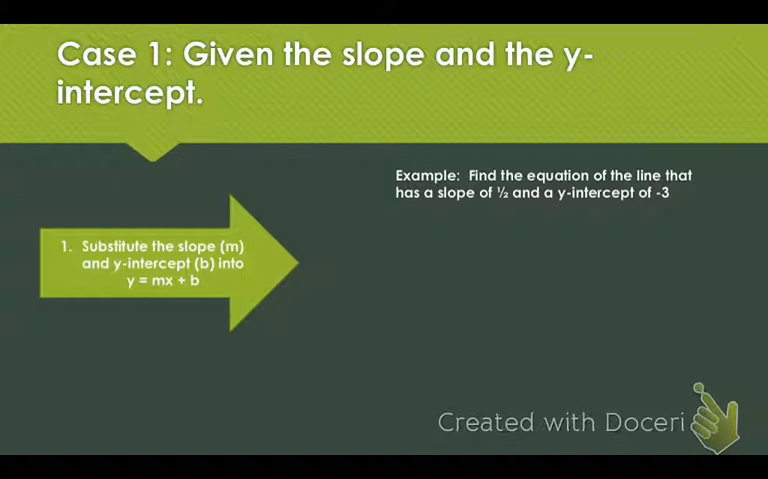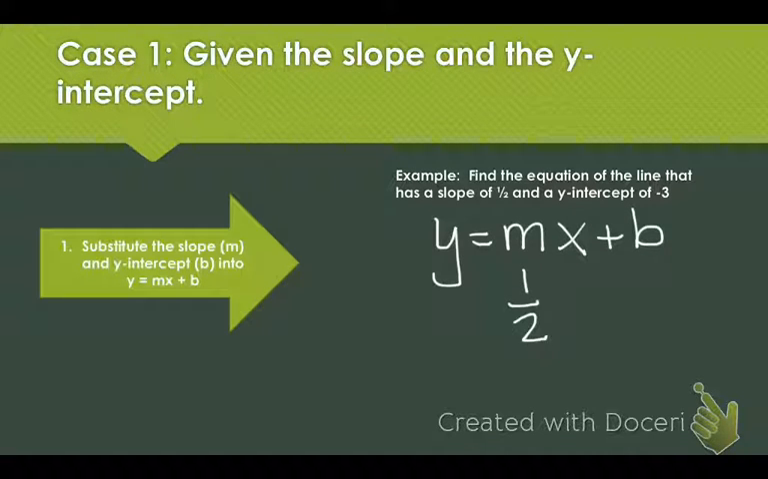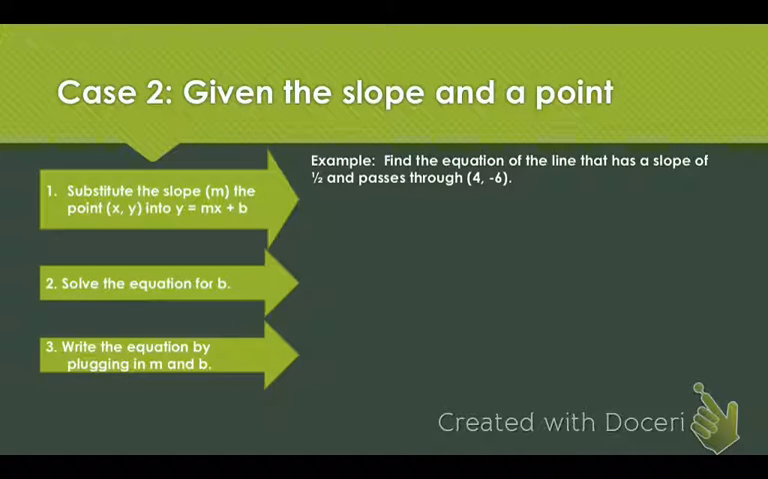The first case is the simplest. If you are given the slope and the y-intercept of a line, all you need to do is begin with y equals mx plus b and substitute your given values. M is your slope, and your y-intercept is -3, so the equation of this line is simply y equals 1/2 x minus 3. Remember that most lines have a y and an x unless it's a special case where it's vertical or horizontal.